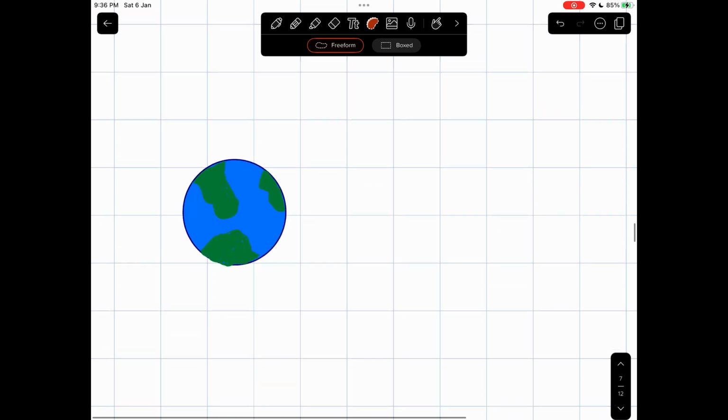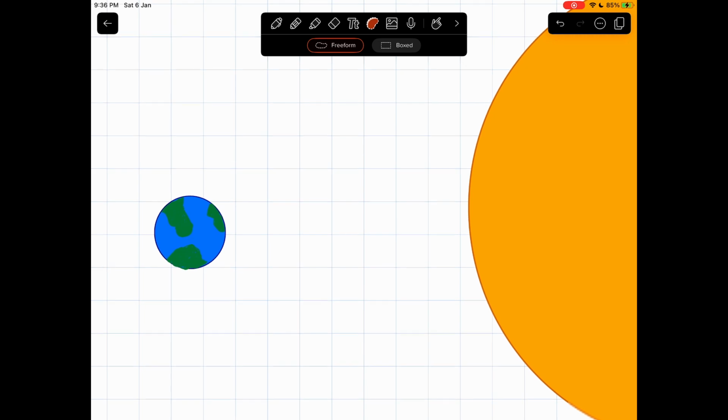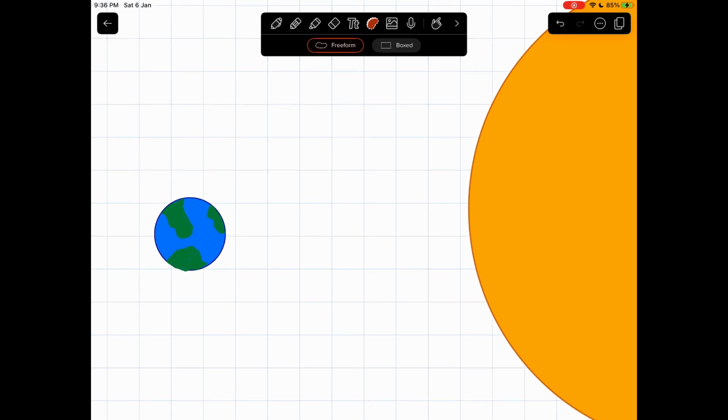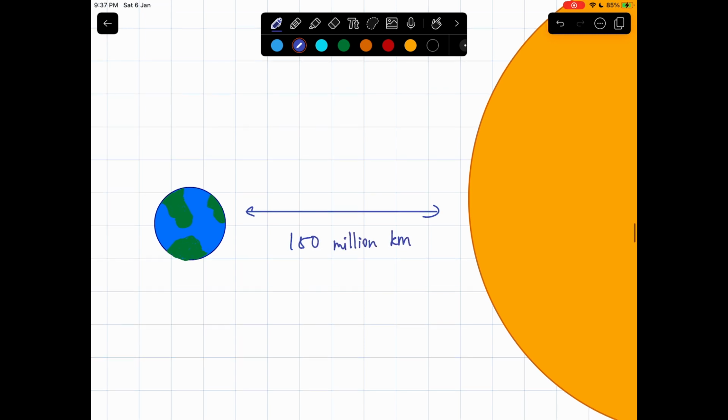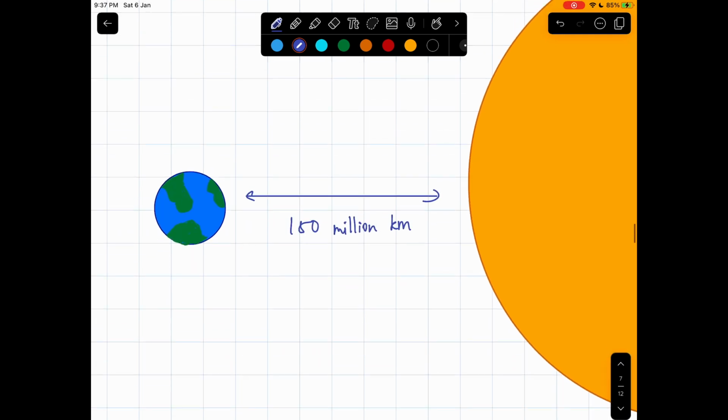Take Earth as an example. So Earth is our planet, and the closest star to our planet is the sun. And the distance between the sun and the earth is roughly 150 million kilometers. If we were to write it in numbers, it would be 150, and then 7 zeros, kilometers. We will have 7 zeros to represent the distance between the sun and the earth.